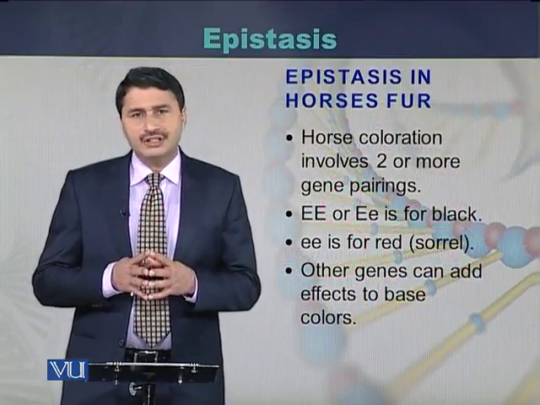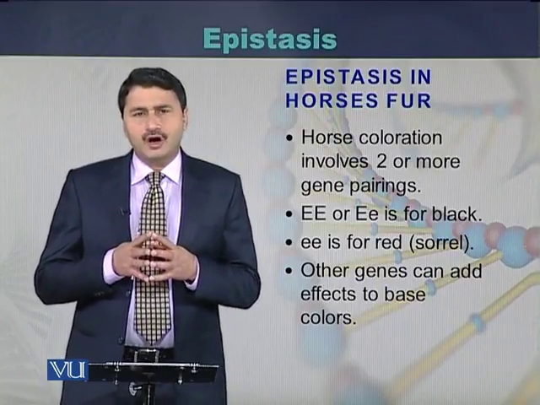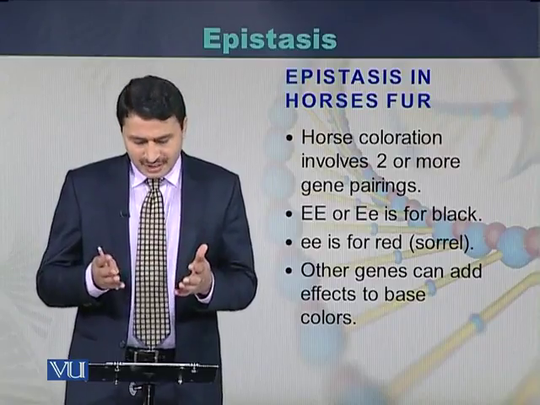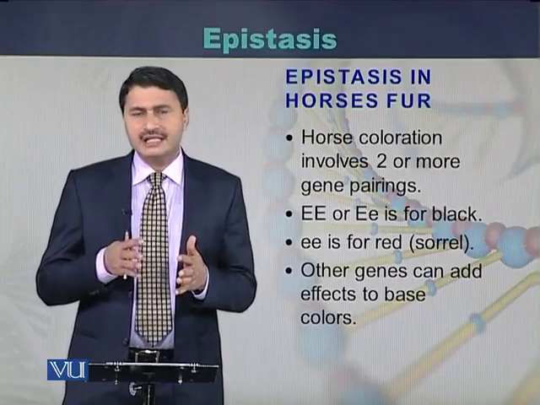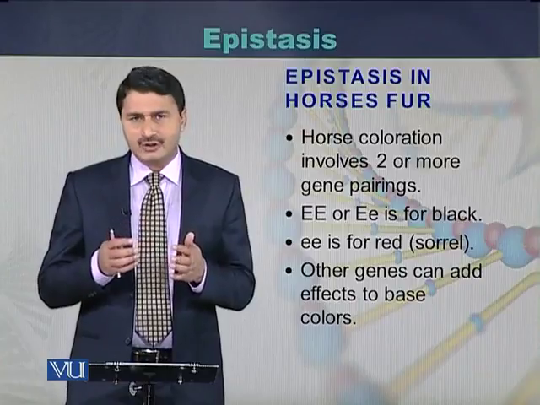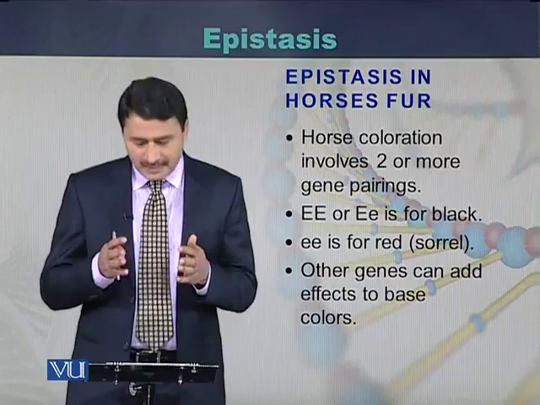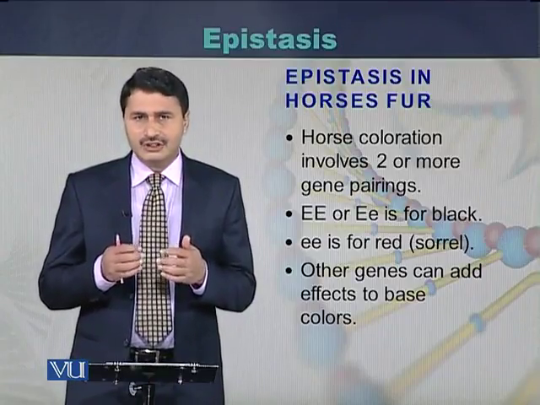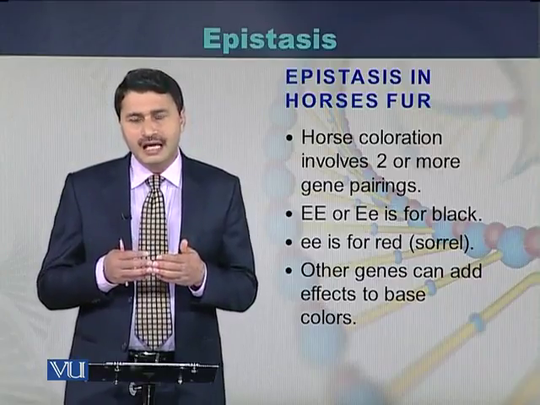Epistasis can also be seen in horses. The coloration of horses is due to two or more genes. If the alleles are EE or Ee, meaning they are homozygous or heterozygous for the dominant allele, then the color of the horses will be black. But if the allele is in a recessive form and not in a dominant form, then the color of the horses will be red.